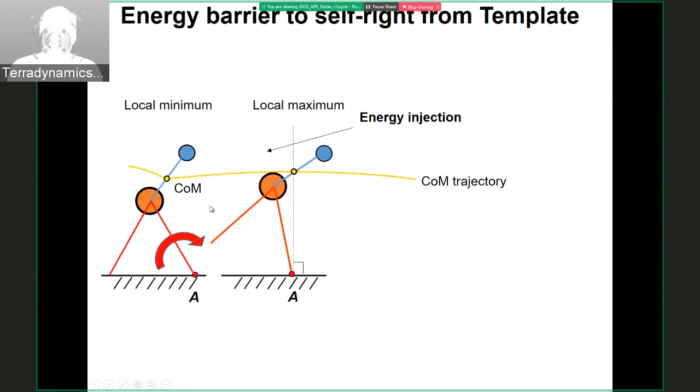After the wings fully open, the robot is trapped in this energy local minimum at the beginning. Energy injection from wing and leg will help it to reach the local maximum and finally self-right. But there is energy dissipation in the meantime, like collision and motor stop. So we need to calculate the energy budgeting for it.